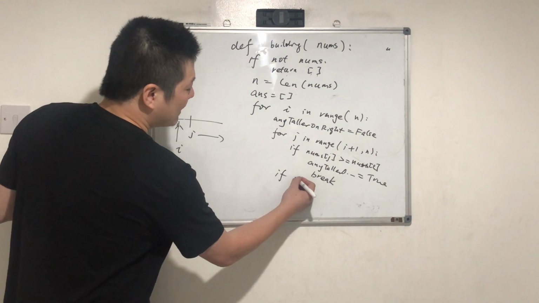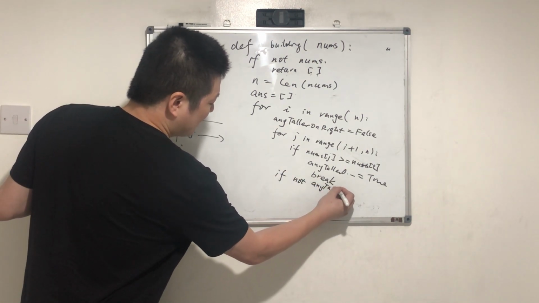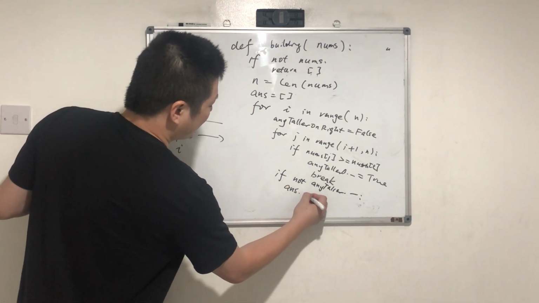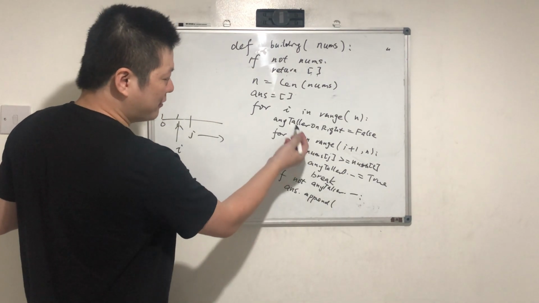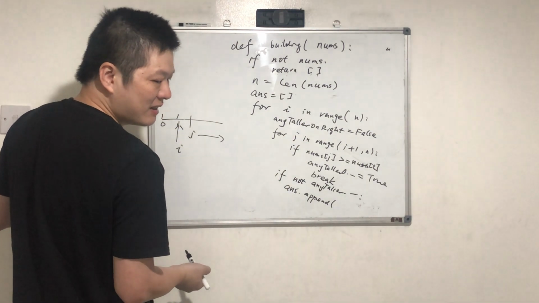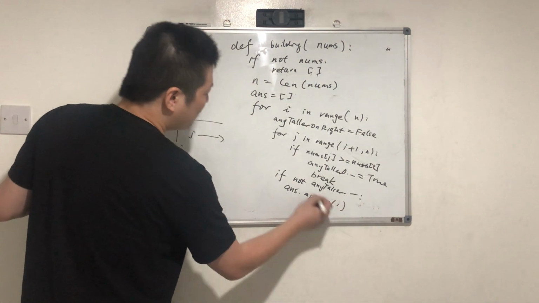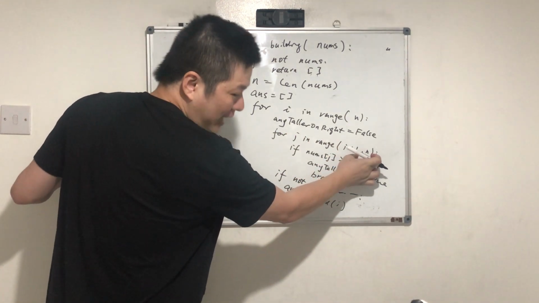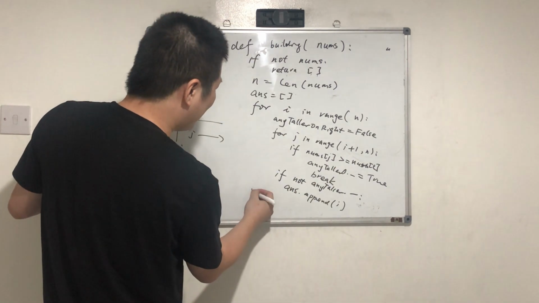Then I say, if not any_taller_on_right, then I push this into answer.append. Which one do we append, i or j? i, because we're iterating and we want to check if there is any building on the right, from i plus 1 on, which is bigger than i.